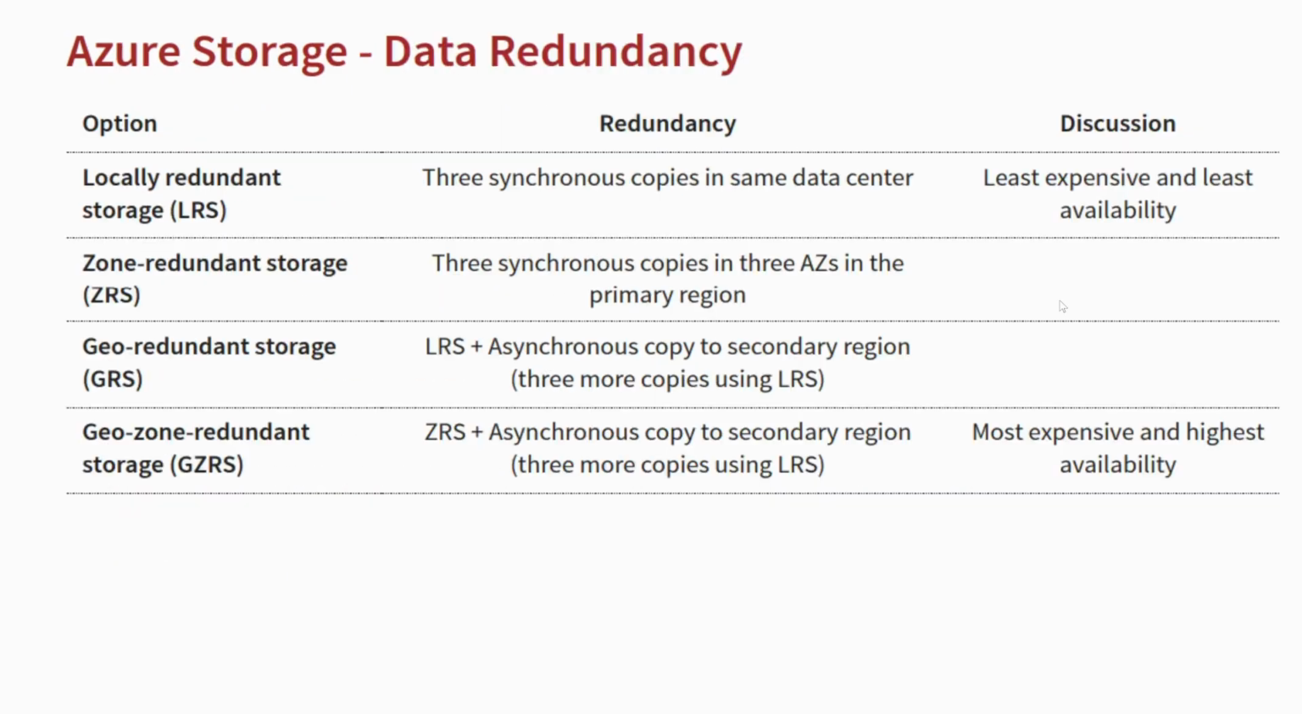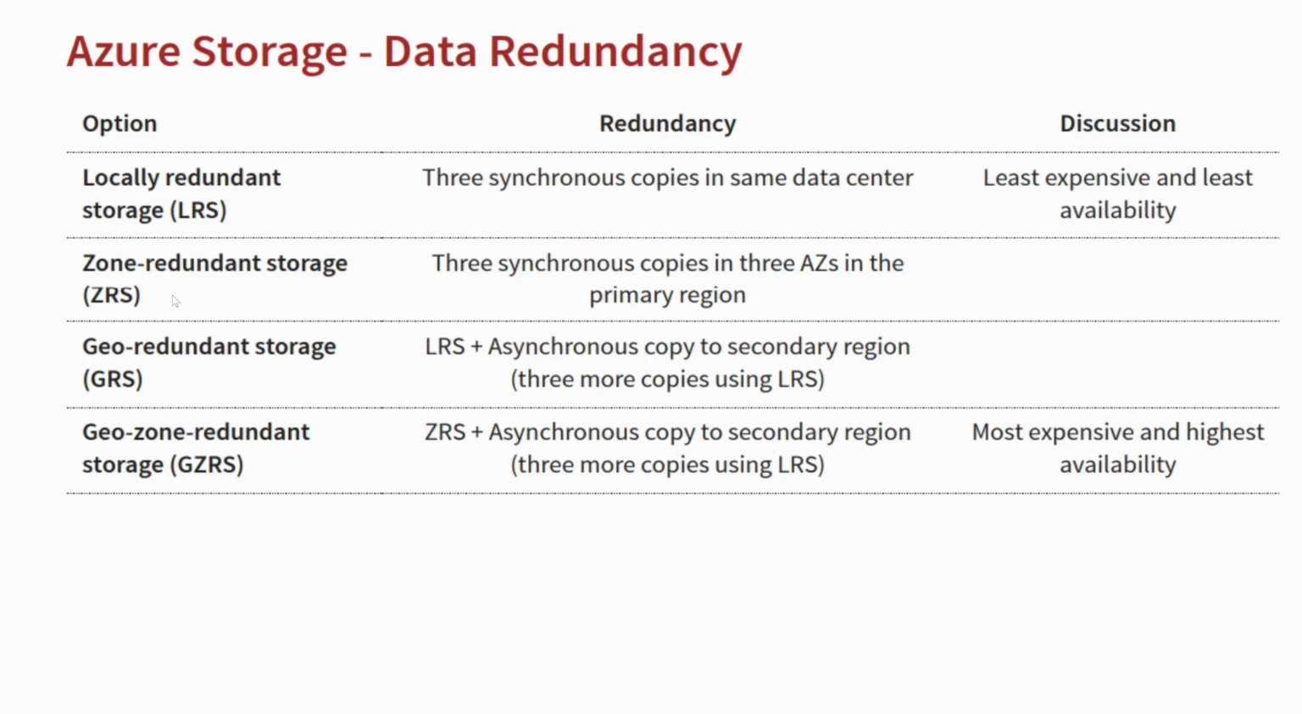Now let's talk about data redundancy. Azure offers different levels of redundancy to ensure data availability and reliability. First is locally redundant storage. Here, three copies of data are stored synchronously within the same data center, and in terms of cost it is less expensive. You go with this option whenever there is non-critical data with minimal availability requirements.